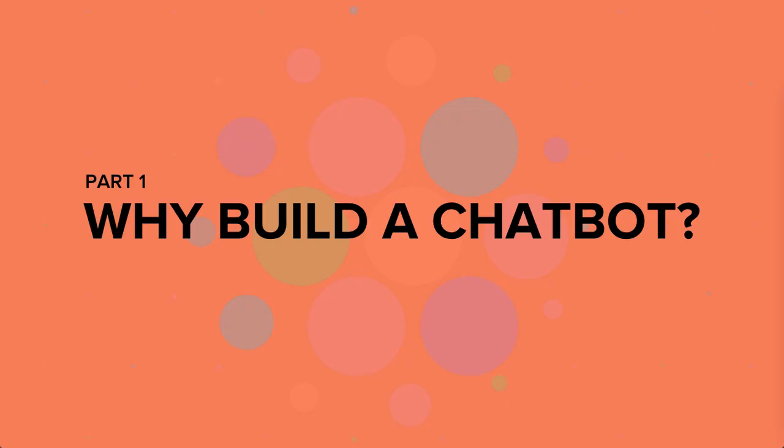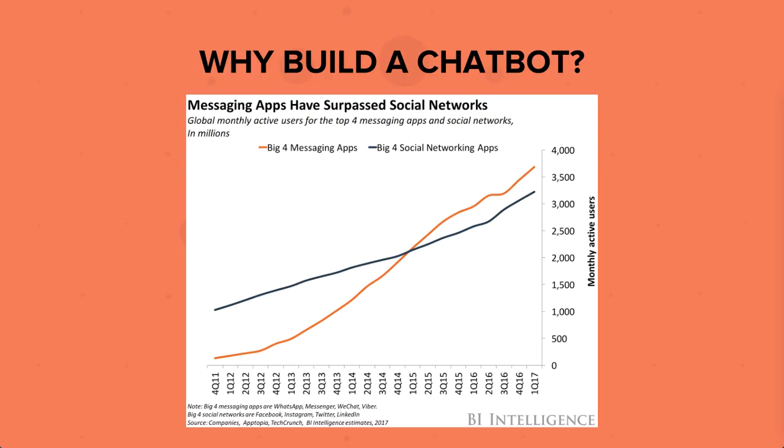All right, part 1. Why would you want to build a chatbot for your business in the first place? The answer is really simple. The answer is that is probably where your target audience is already spending a ton of time. If you look at the orange line on this chart, it represents the big 4 messaging apps. So Facebook Messenger, WhatsApp, which is also a Facebook product, WeChat, and Viber. So the number of global monthly active users on those 4 platforms combined is somewhere around 3.7 billion or 3.8 billion people. And they've actually overtaken the main social networking apps like Facebook, Instagram, Twitter, and LinkedIn. So you get more monthly active users on messaging apps than you do on social networking apps.